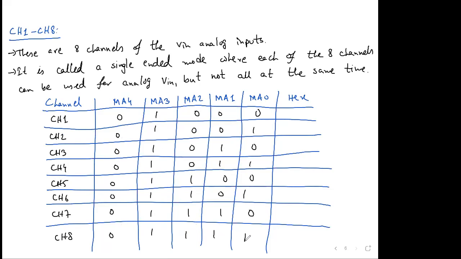Okay, now finally we come to the channels. As we have already discussed, there are 8 channels for the analog inputs, but they cannot be used all at the same time, and we need to select which channel to use. We have also discussed that MA4 to MA0 signify which channel to use. If we want channel 1 to be selected, can you tell me what should be the hex number that should be given as the channel input?